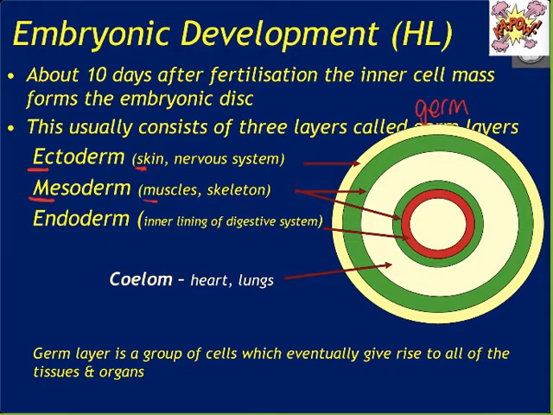Your skin and your nervous system are formed from the same group of cells, in the same layer of cells in that solid part of your blastocyst.